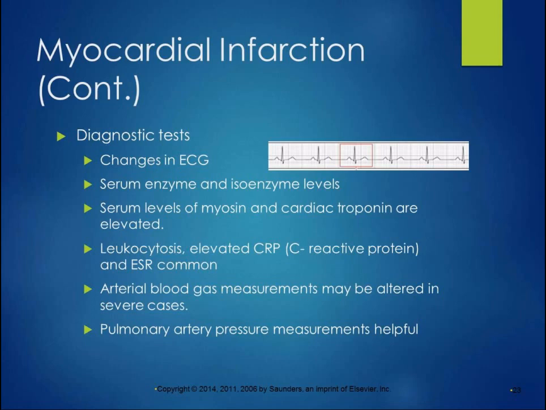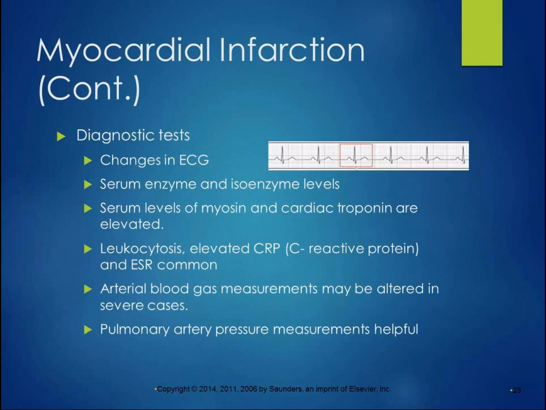So when the person goes in for their heart attack, goes into the emergency room, they're having those symptoms, the first thing they're going to do is an EKG, and they will see changes in their EKG. They see changes in blood levels, serum levels of enzyme and isoenzymes. A lot of times they're increased cardiac enzymes because there's damage being done to the cardiac muscle. The serum levels of myosin and cardiac troponin are elevated because of the damage to the heart muscle.